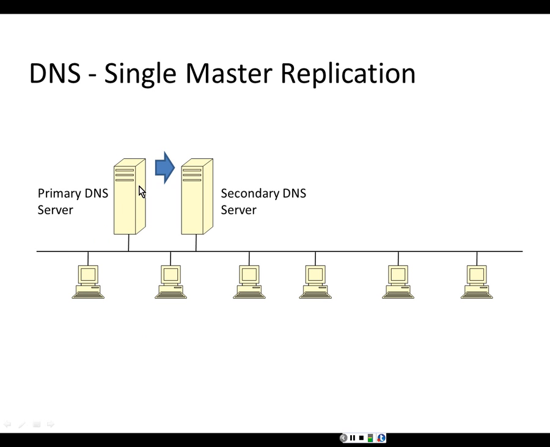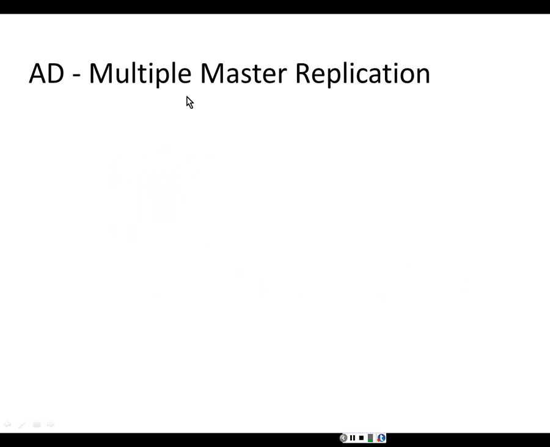The primary DNS server replicates to the secondary DNS server. So you can only add records to the primary DNS server, and then it replicates to the secondary DNS server. If the primary DNS server crashes, the secondary DNS server will still perform hostname resolution, but you won't be able to add any new host records until you get the primary DNS server up and running. That's with DNS. But if you use Active Directory, Active Directory uses multiple master replication.